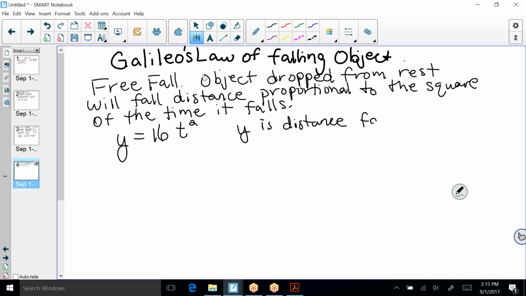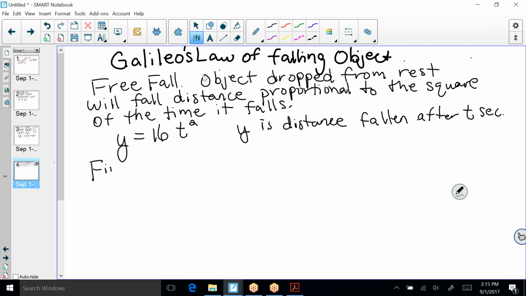So y is going to be the distance of the object fallen after t seconds. So t is the number of seconds, and then y is going to be the distance that it's fallen. So y is going to be proportional to the square of that time. And this constant of proportionality is the 16, so that's going to be a constant that will always be in there. So here's an example.